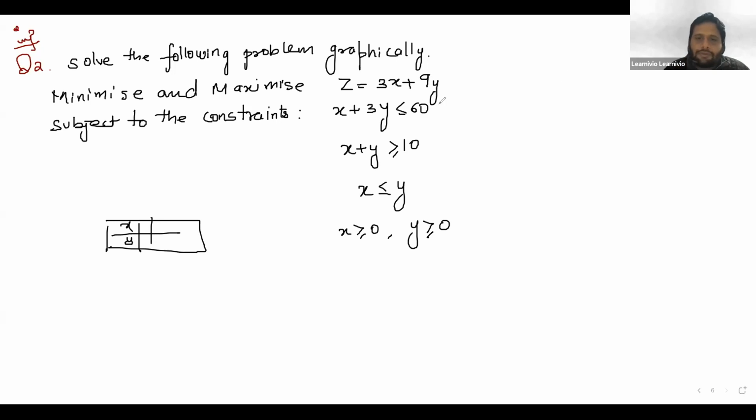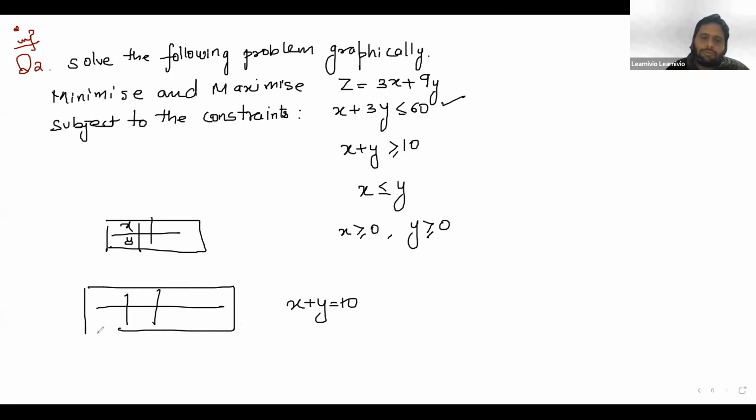So first is this. What is the problem with the second one? This is the second, x plus y is equal to 10. Just put x as 0, you will get y as 10; put y as 0, x is 10. From both equations, you are not getting one. From both means this one and the first one. Okay, let me draw the graph.